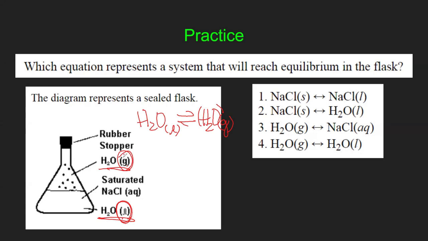That's between the states. The second equilibrium that could occur would be between aqueous sodium chloride and solid sodium chloride, where some of the salt is dissolving, that's aqueous, and some of it is a solid, sitting at the bottom of the flask. So that equilibrium would look like this.